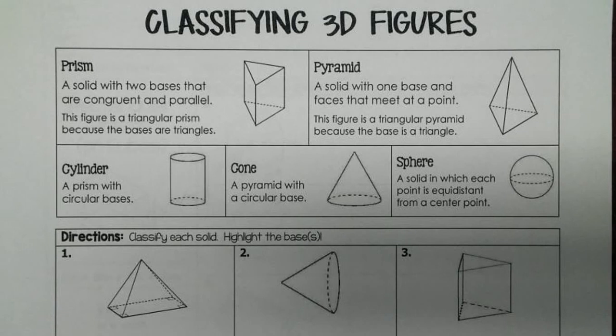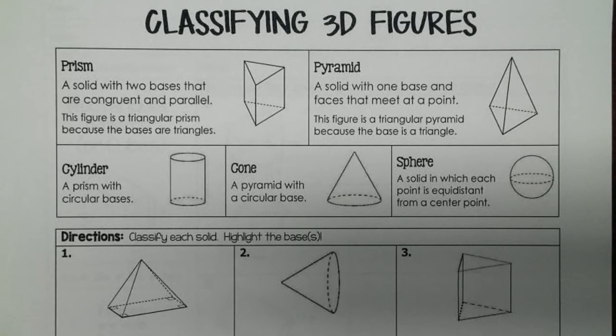Okay, so before we get into area and volume of 3D figures, we need to make sure that we know how to classify these figures so that we can find the accurate volume and surface area for them. So we are going to look at prisms, pyramids, cones, cylinders, and spheres.